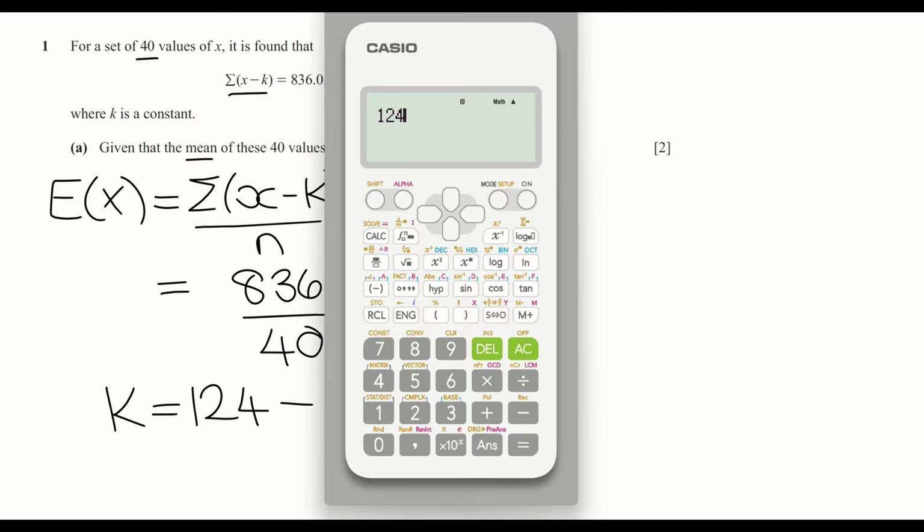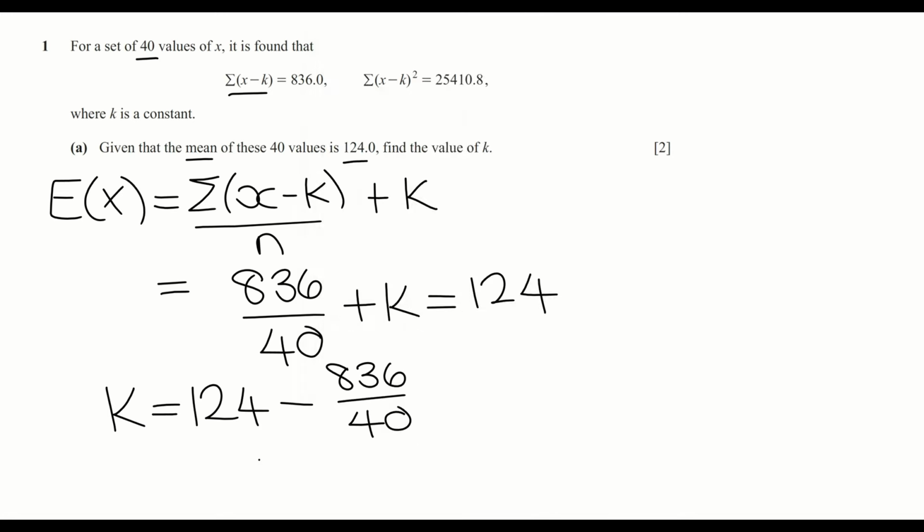124 minus 836 over 40 is equal to, let's make it a decimal, 103.1. This is my value for k, 103.1.